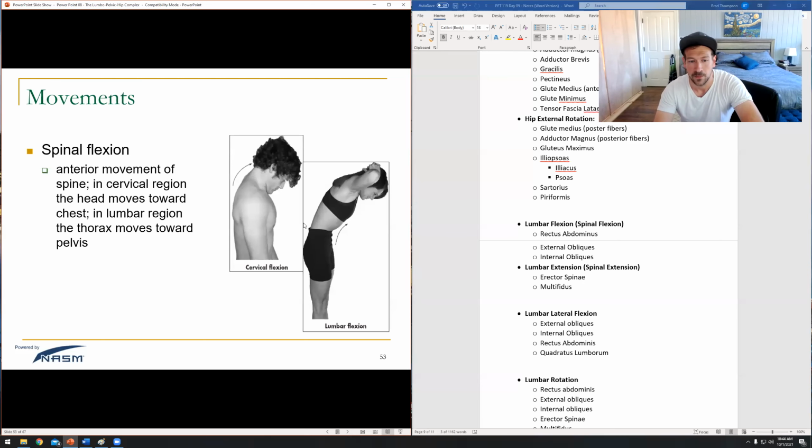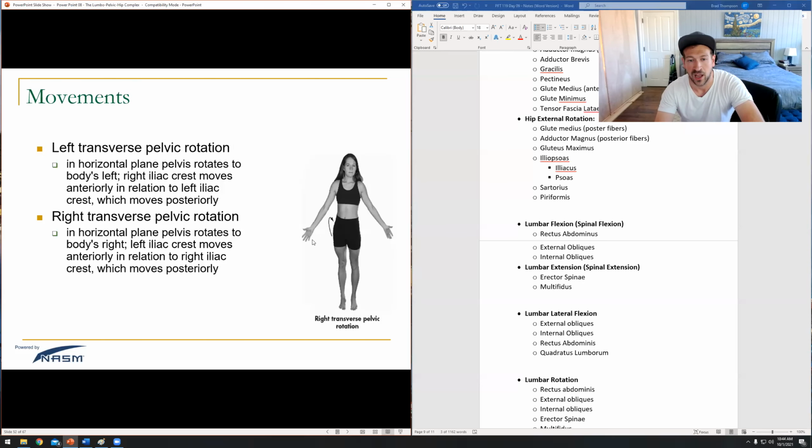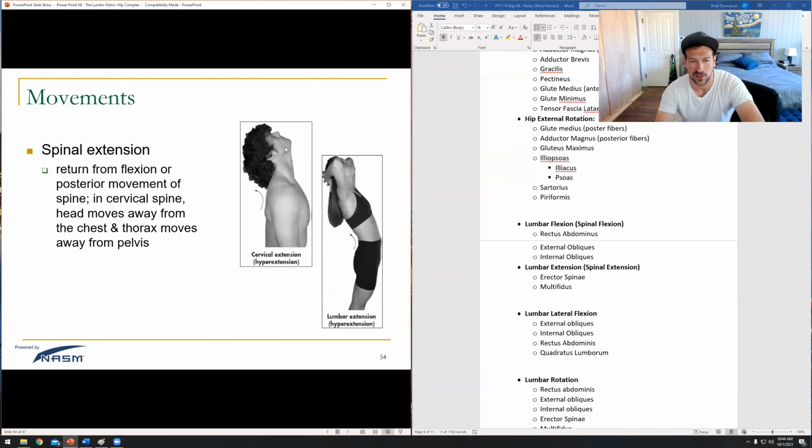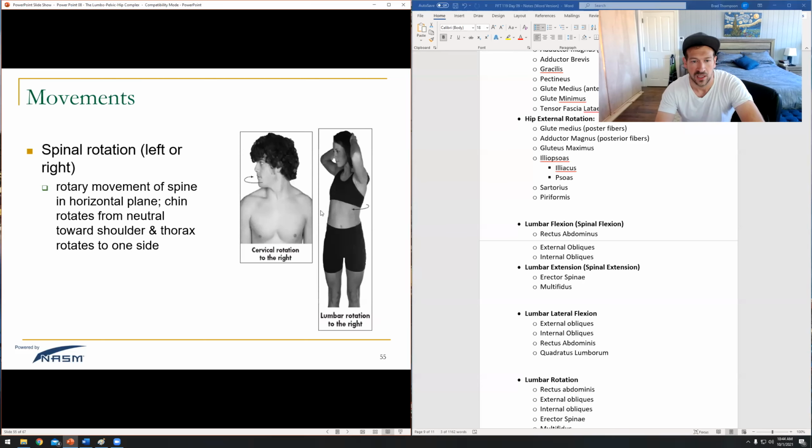Spinal flexion versus cervical flexion as well. We'll see that on the neck day. And then spinal extension plus cervical extension while we're at it. And then rotation.